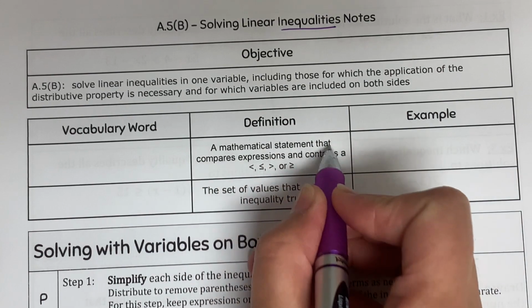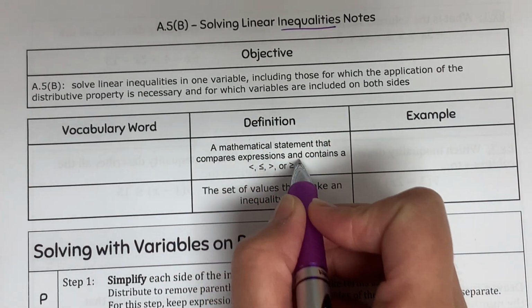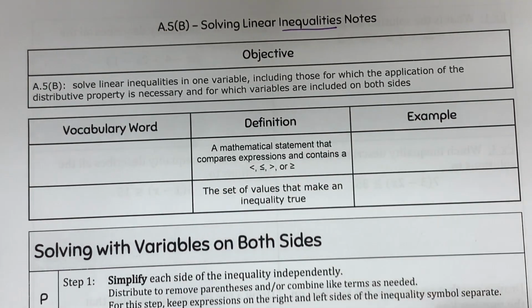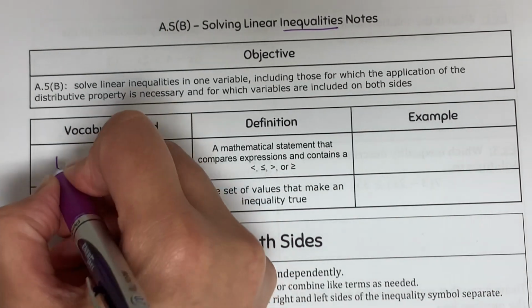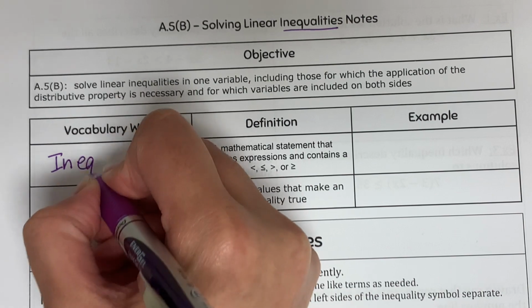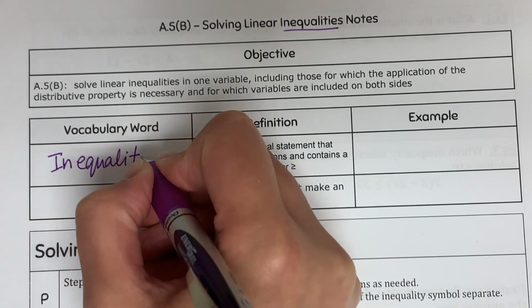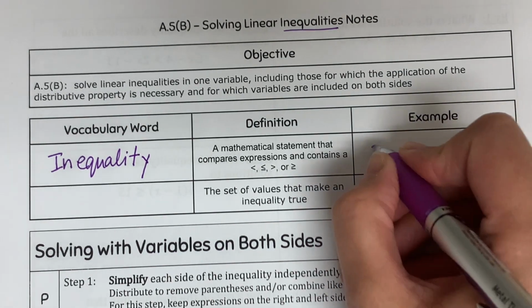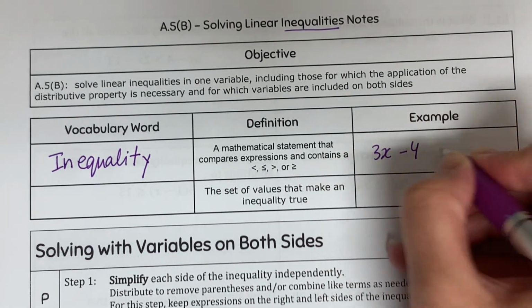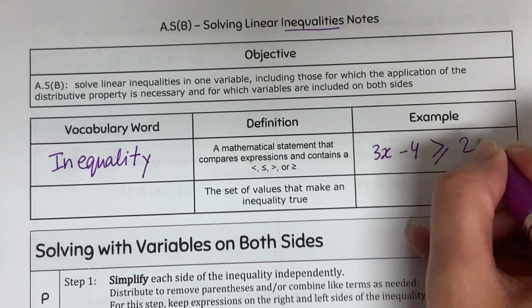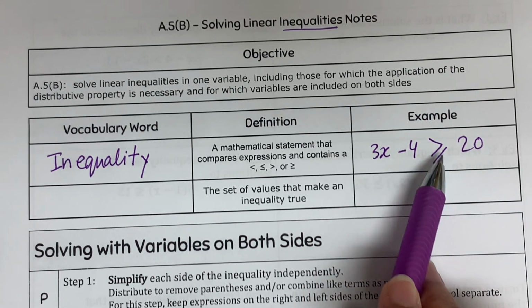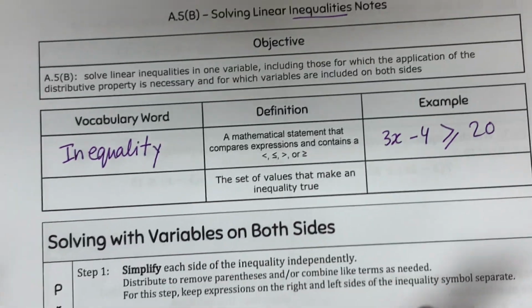A mathematical statement that compares expressions and contains an inequality symbol is called an inequality. Inequality because it's not equal, that's why. An example could be something like 3x minus 4 greater than or equal to 20. So the difference is, instead of having an equal sign over here, I have an inequality.